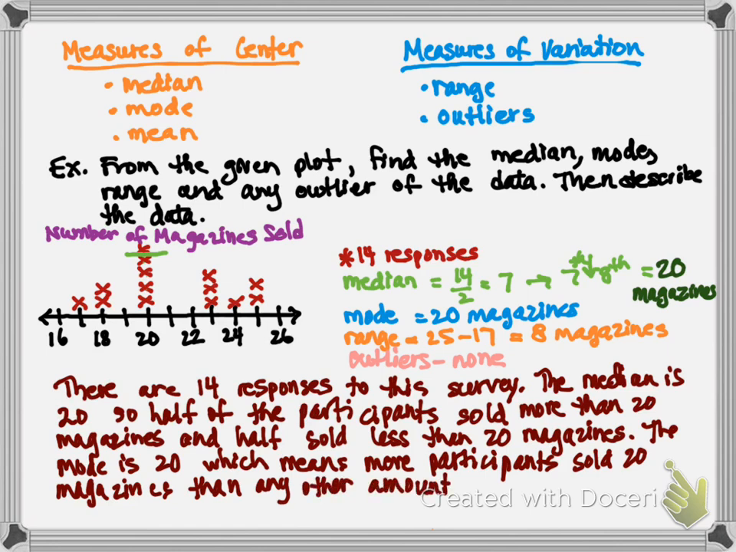So notice I'm not just listing what the answers are, I'm also giving an explanation of what that would mean in this set of data. And then the range is 8, and there are no outliers. Sorry about that. And actually, with a range that size, that kind of explains why you wouldn't find any outliers.